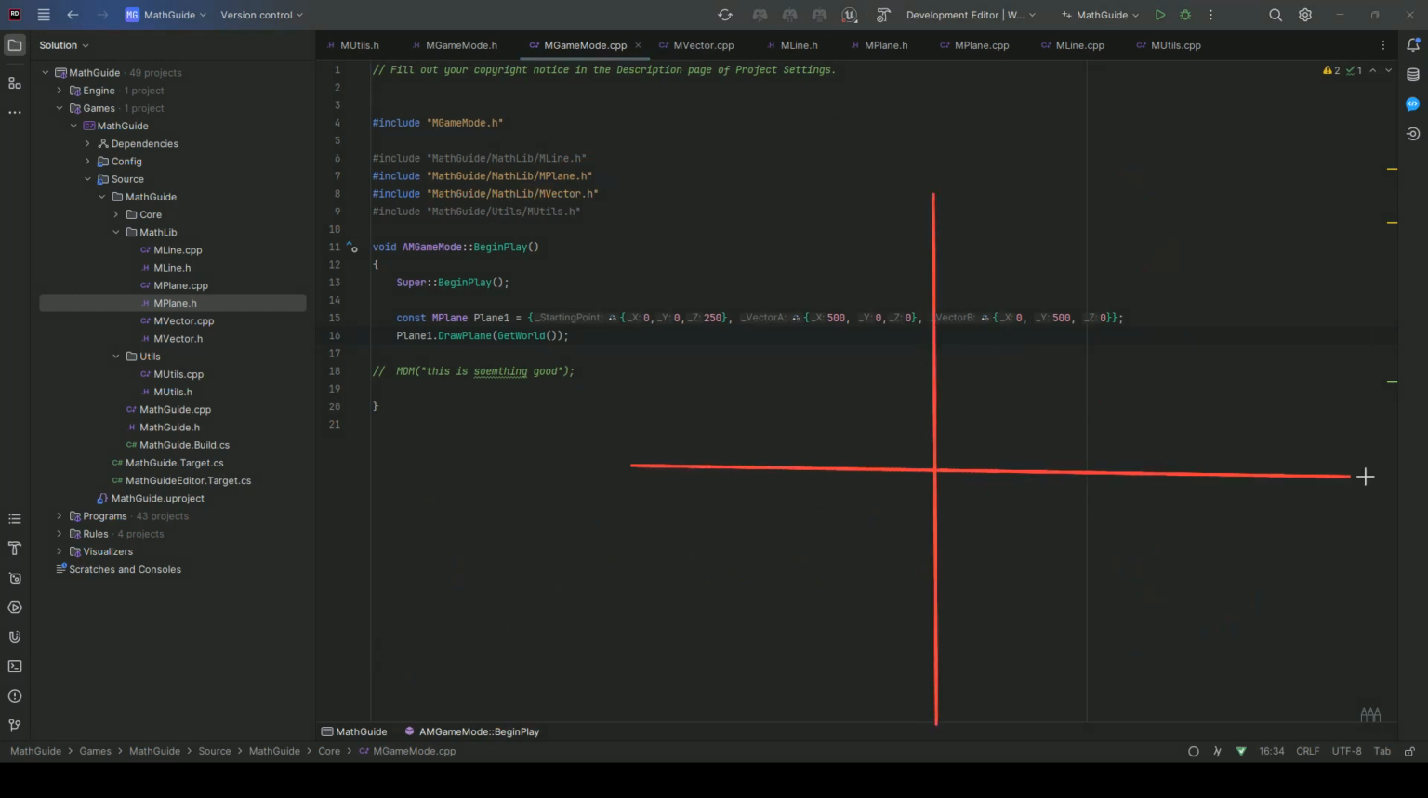So actually we are talking about this particular case. This will be the plane. This will be one vector and this will be one vector when we are defining the plane, and this will be the starting area.